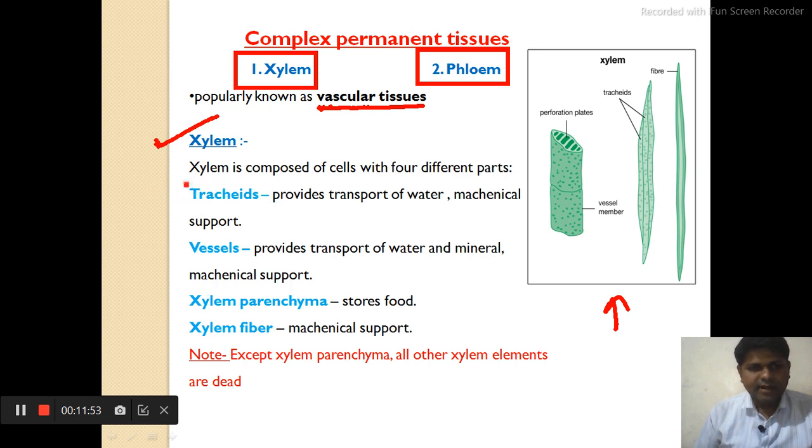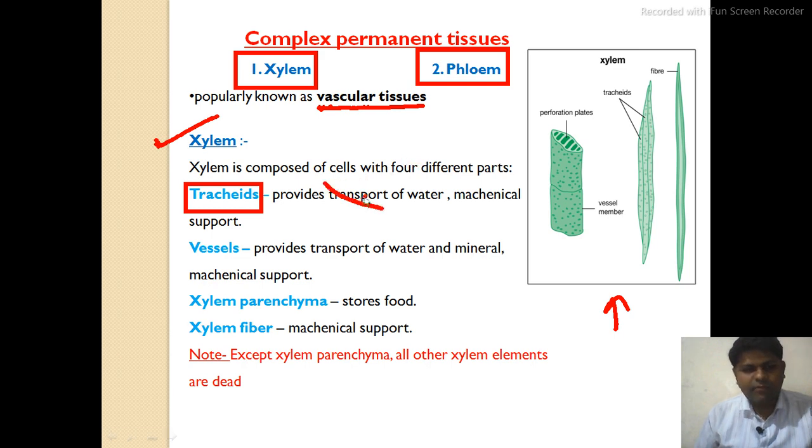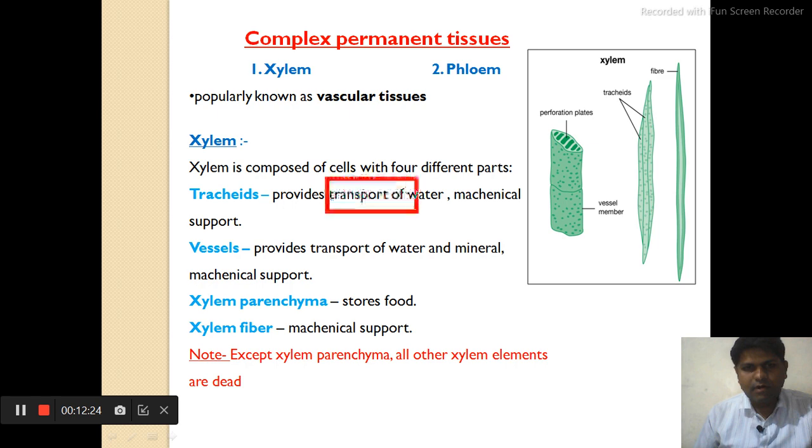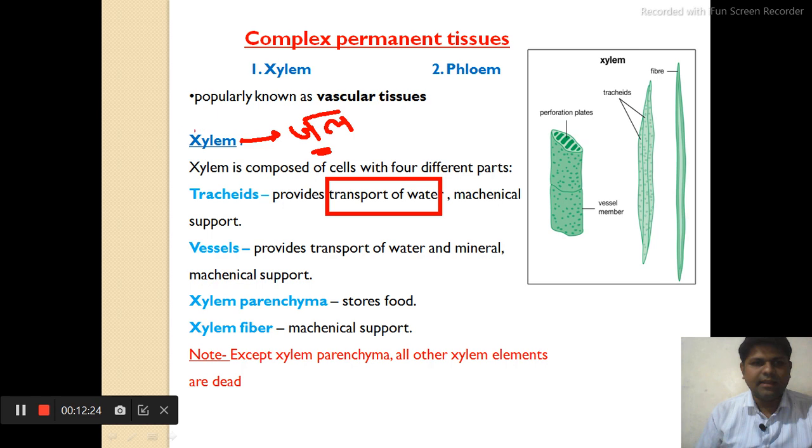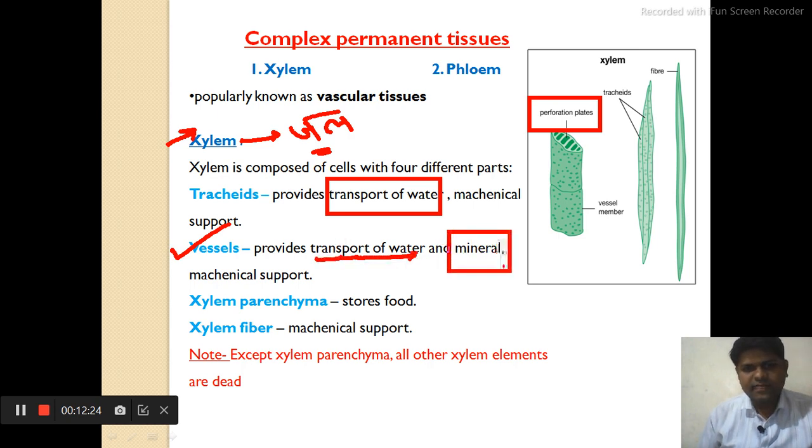One is tracheid. What is tracheid? Tracheid provides transportation of water. Okay, you can remember xylem, and in Hindi it is jal. So xylem resembles jal, that is why it carries water. Here the perforated plate is there, which is responsible for the transportation of water. Second is vessel. Vessel is also responsible for the transportation of water as well as minerals. Both tracheids and vessels are hard in nature, that is why they give mechanical support.